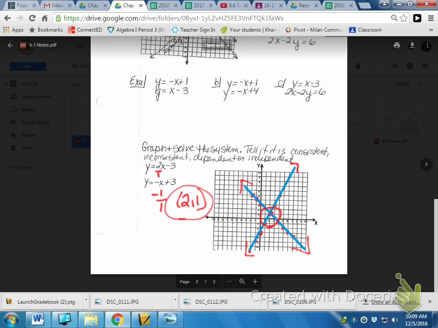And if there is a solution, is it consistent or inconsistent? So you would say consistent. And if there is one solution, is it dependent or independent? Independent. Okay, questions about that? Okay.